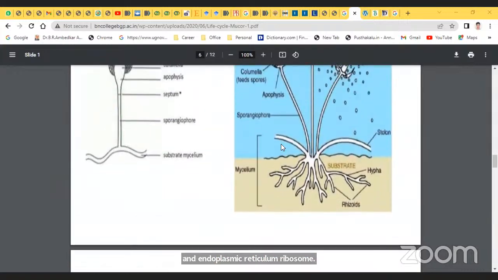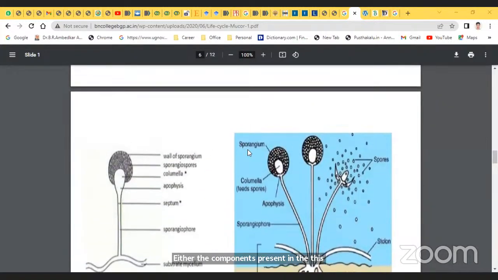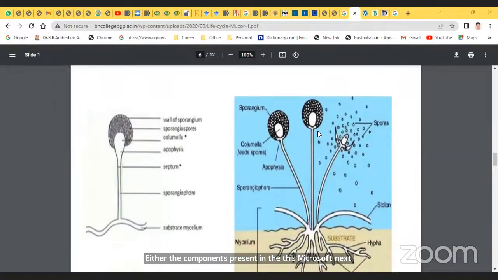Next, the sporangium and columella, which is a pin-like structure. So how are the spores released? When the sporangium breaks down, it releases the sporangiospores.